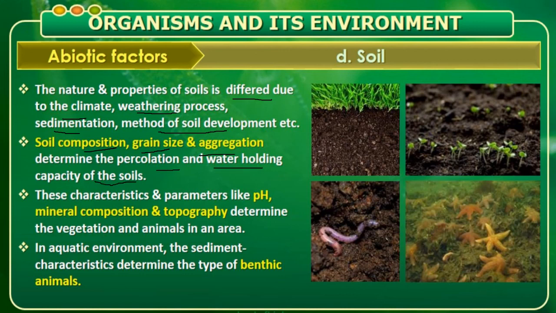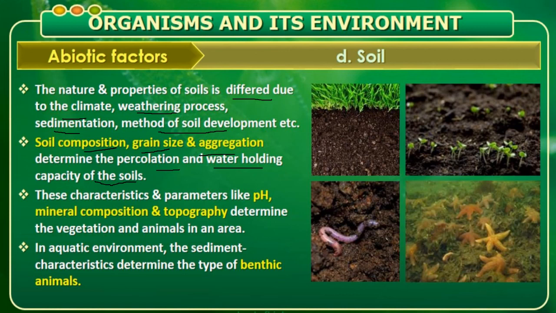Here, I have already told you when I explained water, there are four types of water: hygroscopic, combined water, then gravitational water, and capillary. Among all this water, only capillary water is available to the plants, which depends upon the percolation and water holding capacity of the soil. That is the meaning of this sentence.